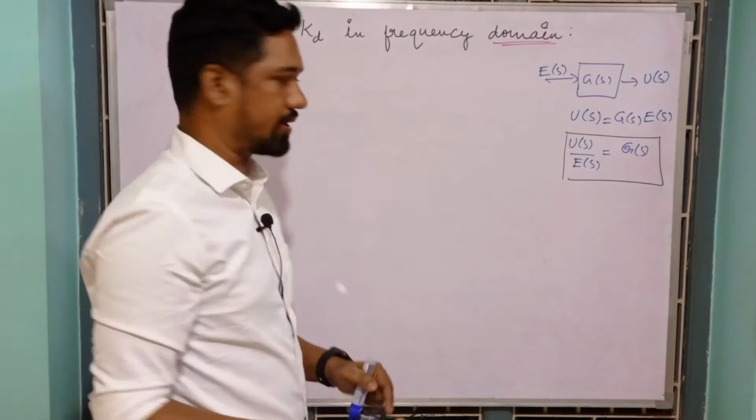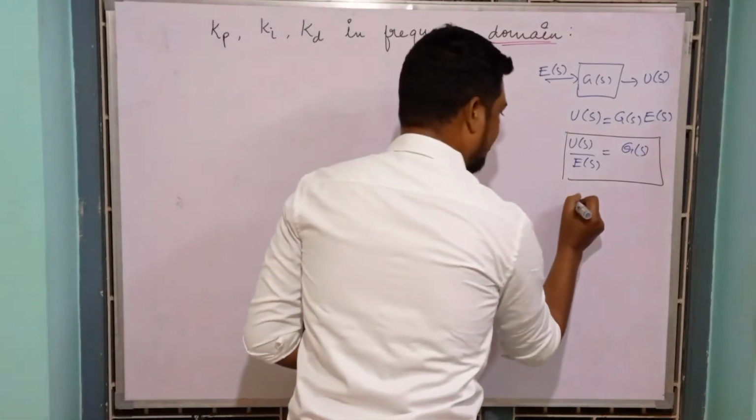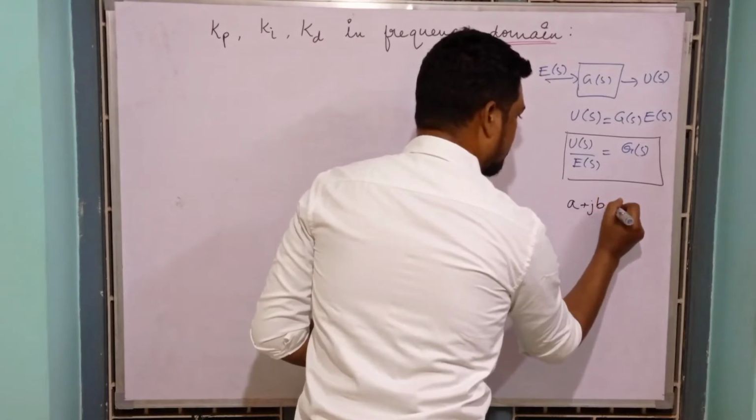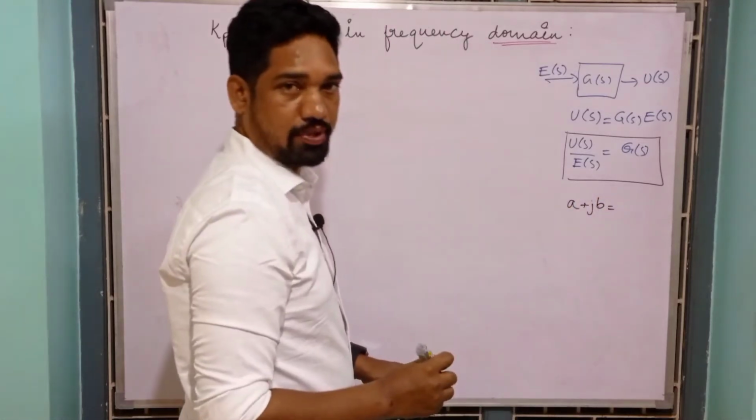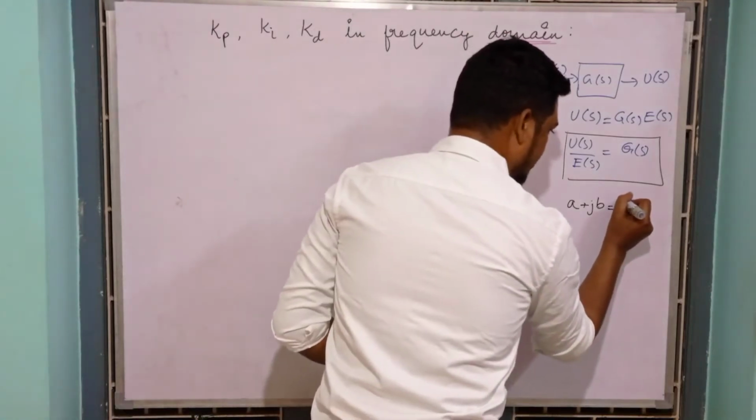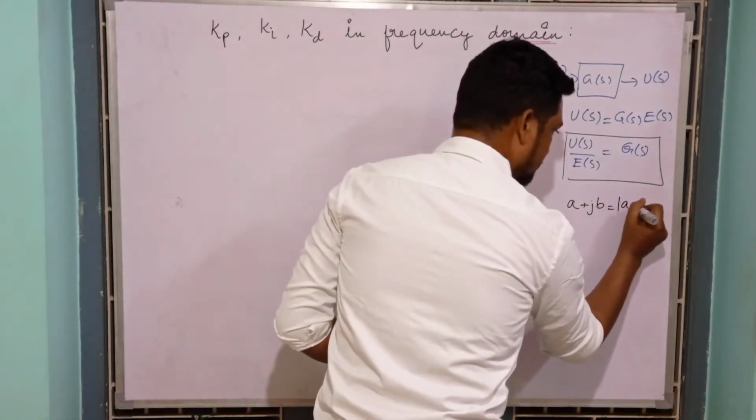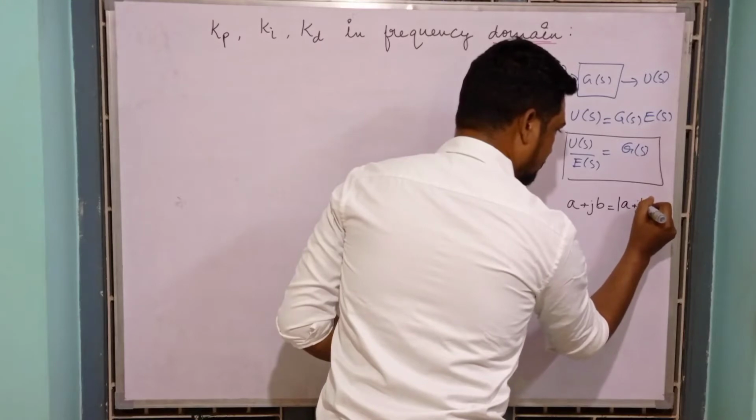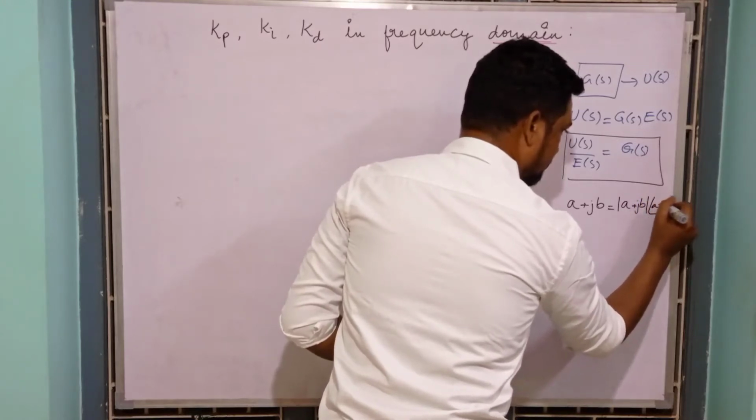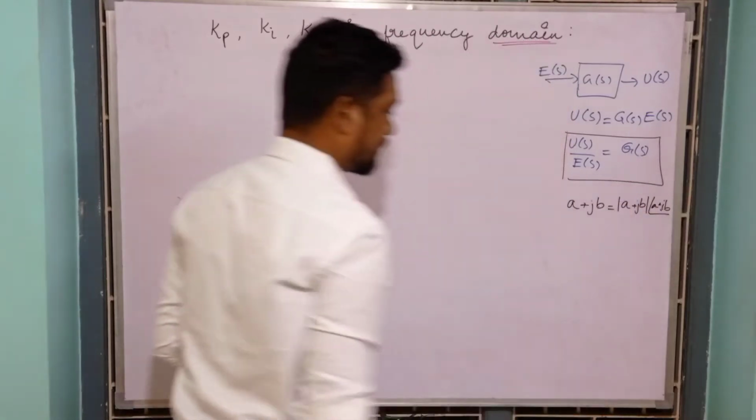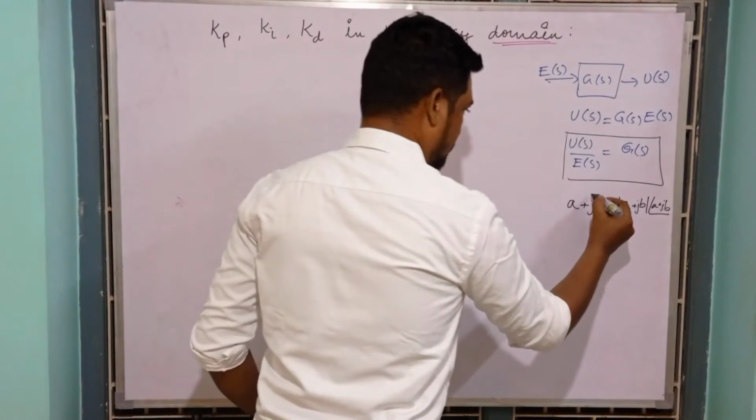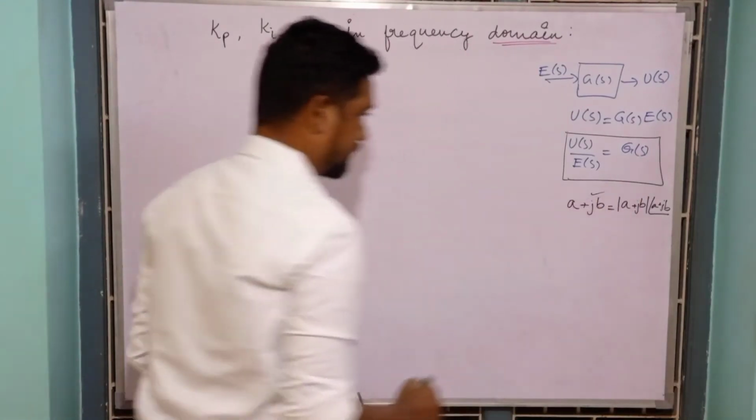Another reminder: if we have a complex term a plus jb, real plus imaginary, we have to reduce this to its magnitude of a plus jb and phase angle of a plus jb. Remember this too, we will make use of it.